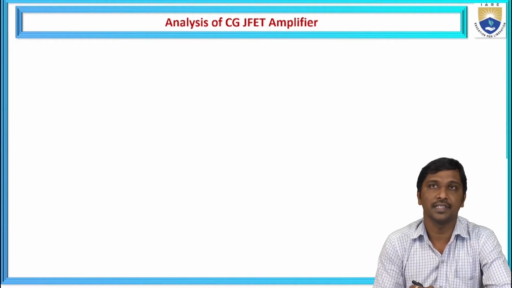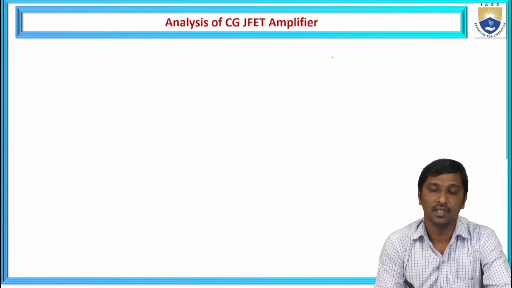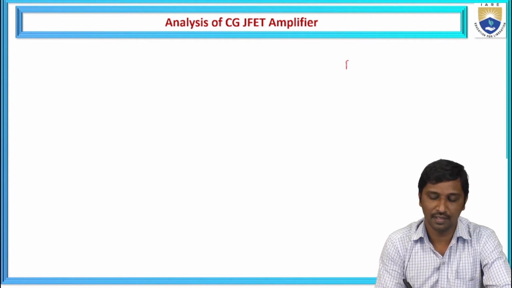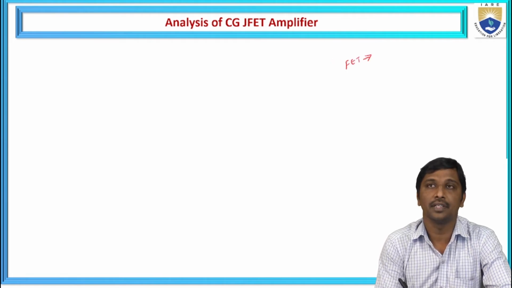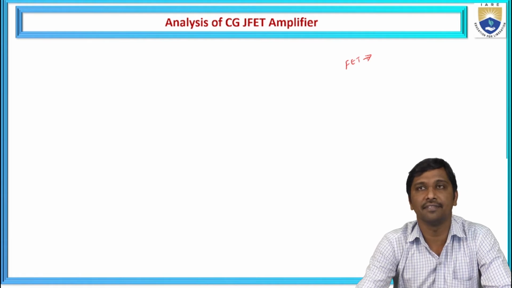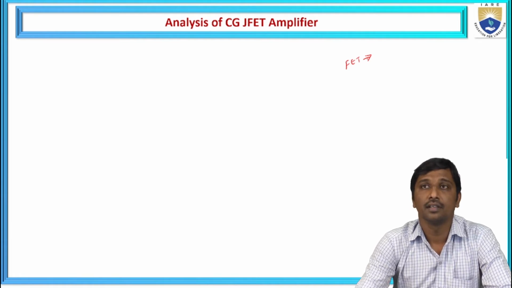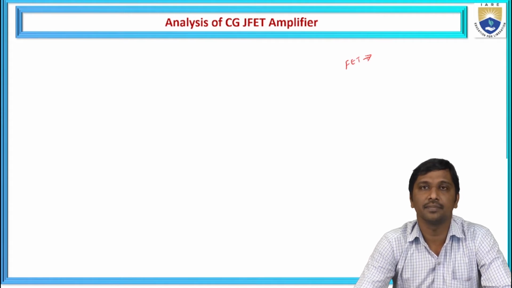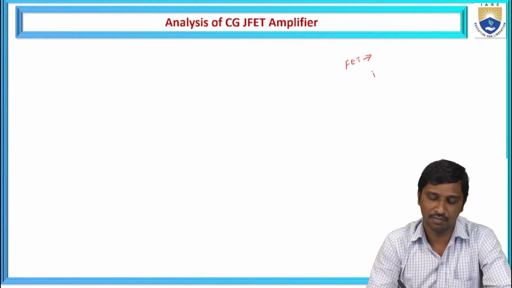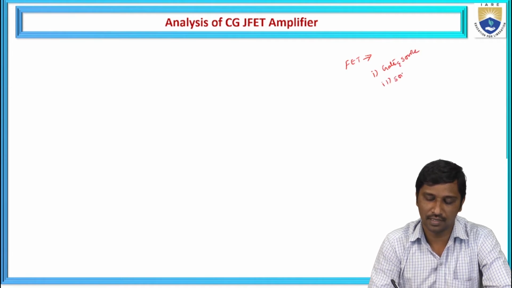So before going to this session, I am going to recall what a FET is. We know that the FET is called a field effect transistor. It is called a field effect transistor because whatever current is generated in a FET is controlled by an applied electric field between two terminals. One is between the gate and the source. Another one is between the source and the drain.